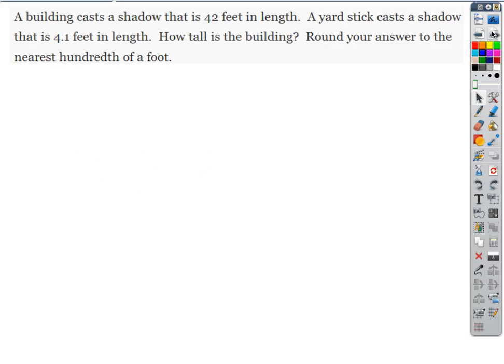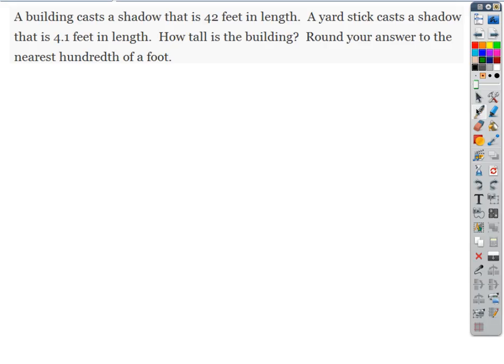Okay, on to 8.7. What about this? Now, a building casts a shadow that is 42 feet in length. The yardstick casts a shadow that is 4.1 feet in length. How tall is the building? This stuff is useful. You could use this if you wanted to measure the height of a really tall tree. You can't do it directly because you can't climb clear up to the top of the tree, and it's hard to get a tape measure up to the top of that thing. But you could pretty easily measure the height by doing something like this, right?